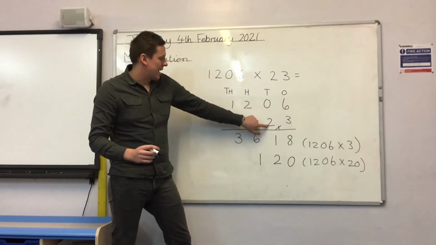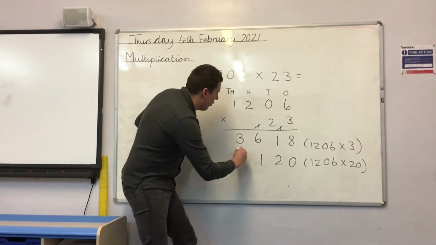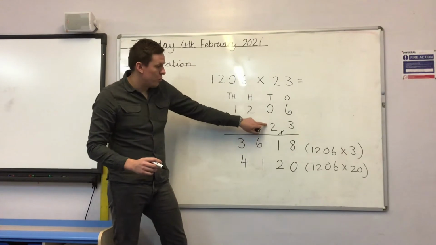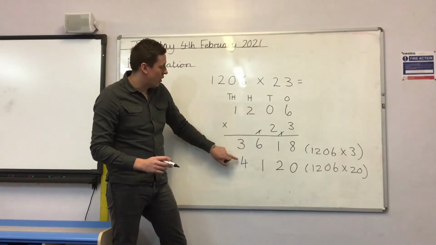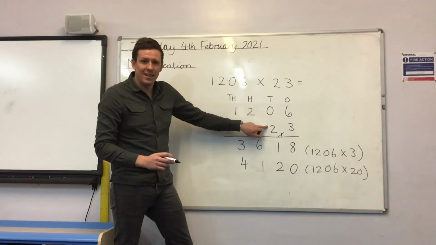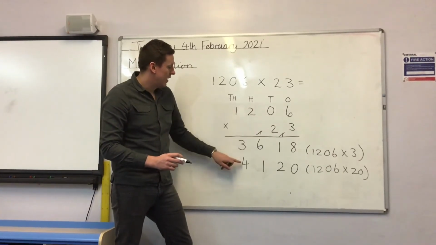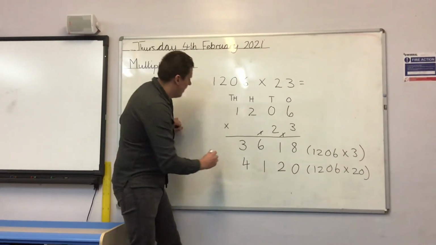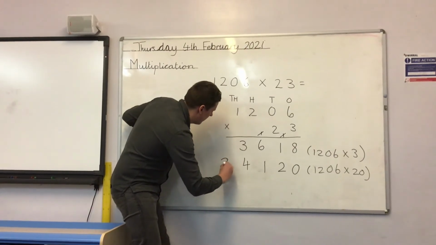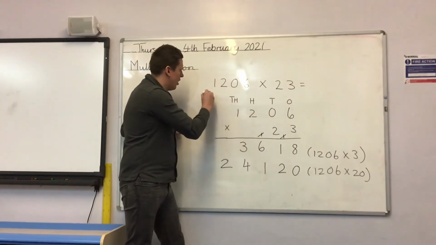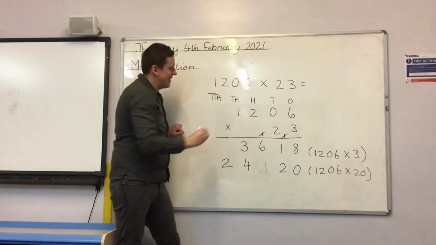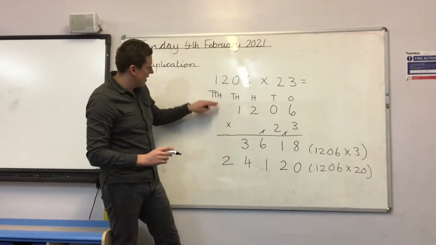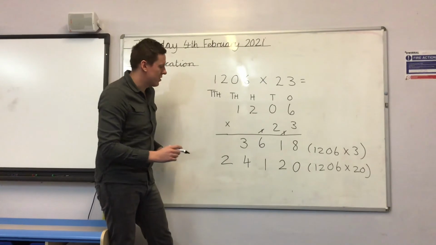Then 2 times 2 is 4. But notice this is in our thousands column. That's because the 2s that we've multiplied to get our answer of 4 are 200 times 20. And 200 times 20, Year 5, is 4,000. Then finally, 1 times 2 is 2. And I need to add on an extra column, and that's my 10,000s, because 1,000 times 20 is 20,000. That's why it's in the 10,000s column.